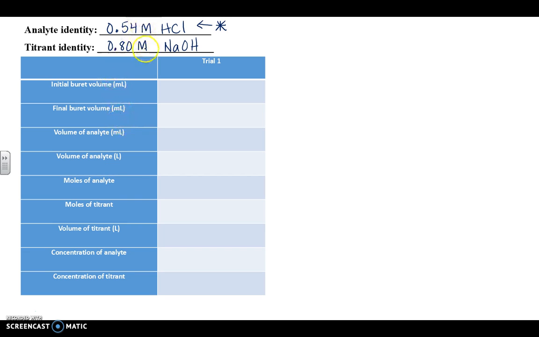Now, if you put your solution in the titrant identity one, that's fine. It doesn't matter how you did it. Just remember that you start with your standard solution and work towards your solution. You always start with the one that you know the most. Okay, start with your standard solution.